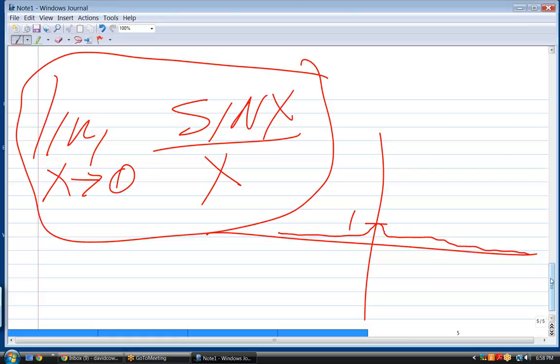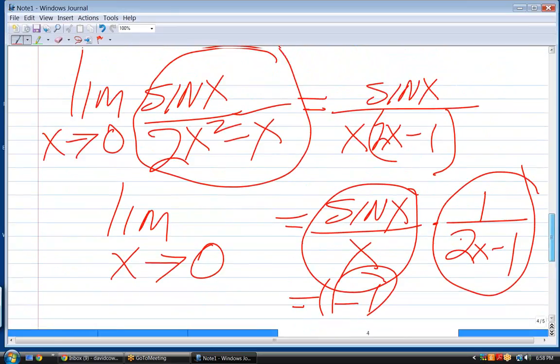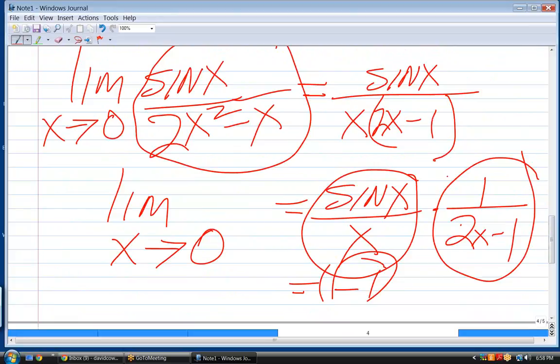And then any problem that uses anything like that, such as this problem here, you know that this one goes to 1, and this one you can evaluate by substitution. But the key here is always going to be factoring. In other words, any of these problems where direct substitution results in 0 over 0, factoring is your next step. Once you factor, you'll be able to split it apart, and then it won't be 0 over 0 anymore, like we did here.